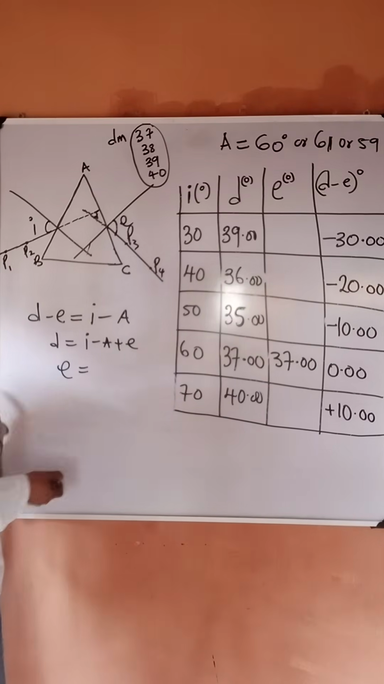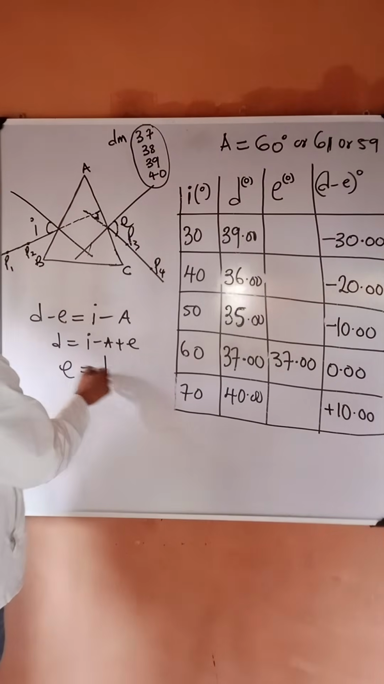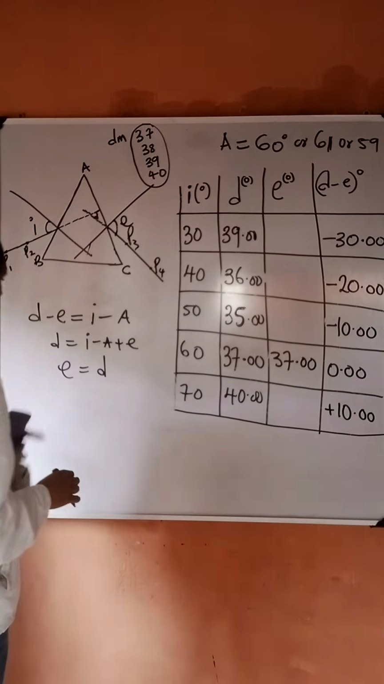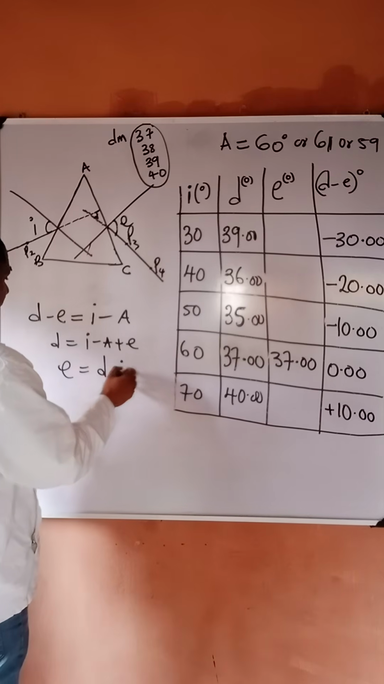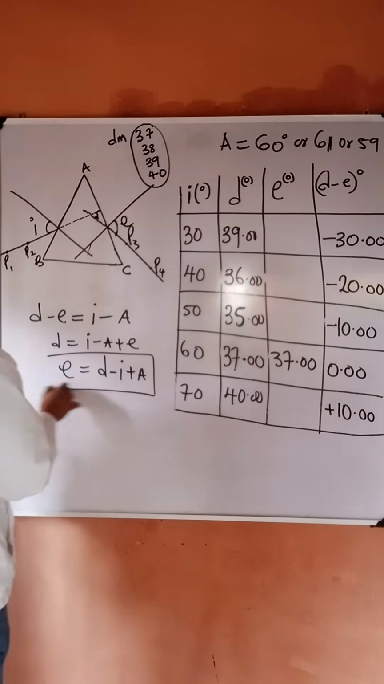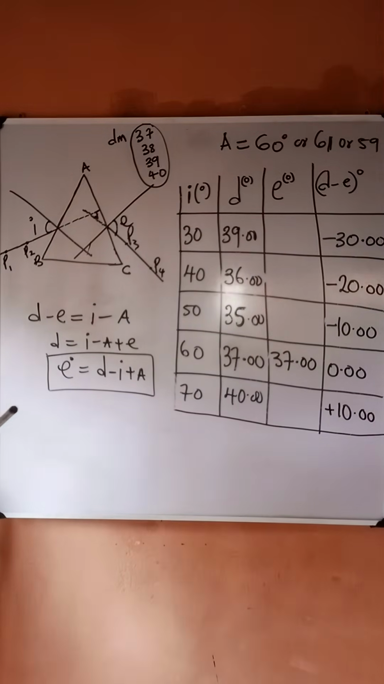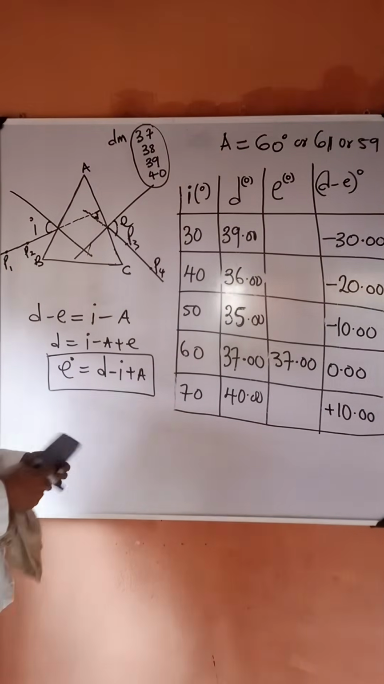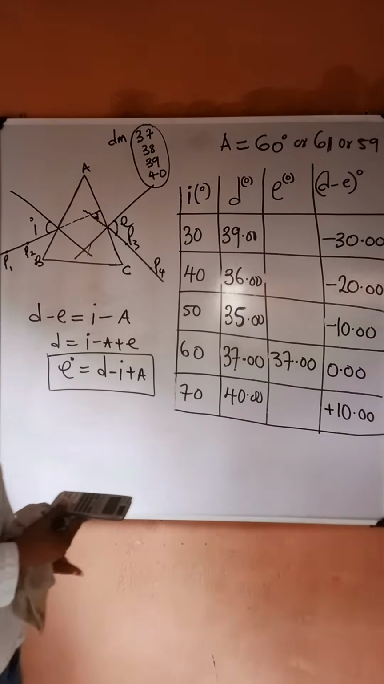So what is E now? Only my E will be what? It's going to be my D. Only my E will be my D minus what? I, and then plus what? Plus A. So you can use this formula as your E. Use this formula as your E, and you get the value of whatever thing that will be here, okay?